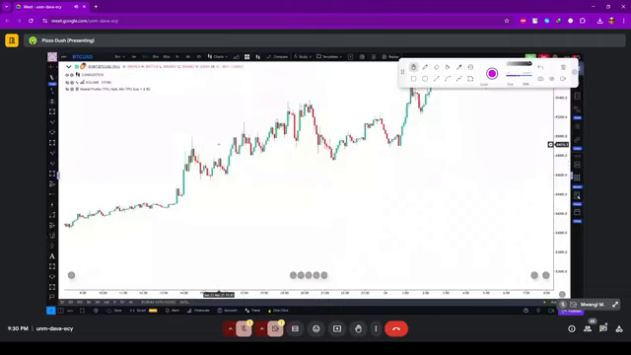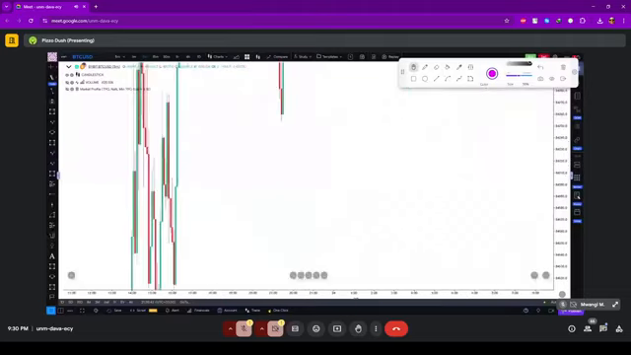Is it mingi pia? Was this a liquidity zone? Let's check this one and this one. Yeah, no liquidity zone there. Let me just zoom into that.